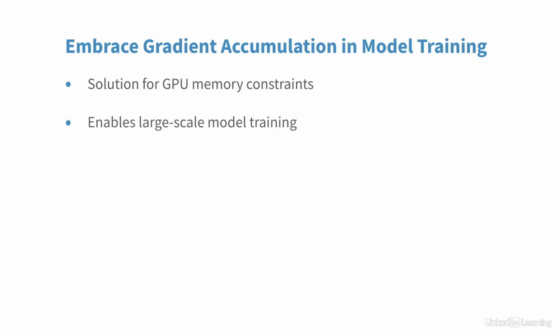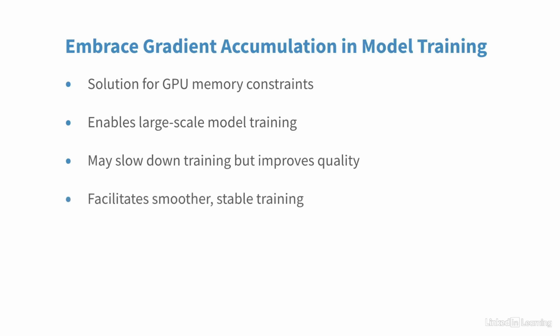model quality. To sum it all up, gradient accumulation adds up gradients from small batches to allow a virtual larger batch size, which in turn will enable large-scale model training without requiring more GPU memory. So this is a perfect solution when you are in a situation with limited GPU memory constraints. It might slow down training, but generally it will improve model quality and facilitate smoother, more stable training, leading to better performance. It's a valuable technique for adapting training to various hardware while maintaining model quality.